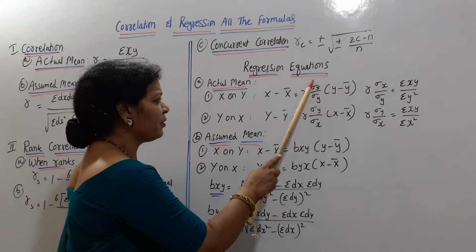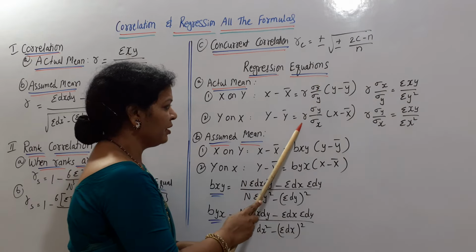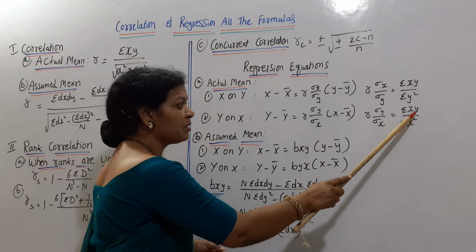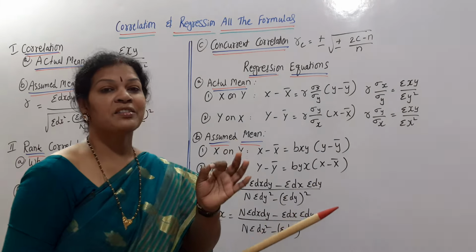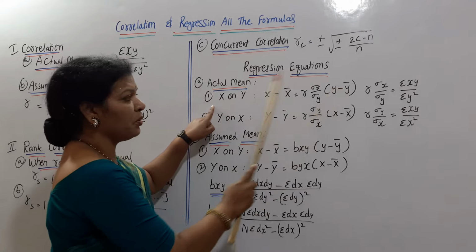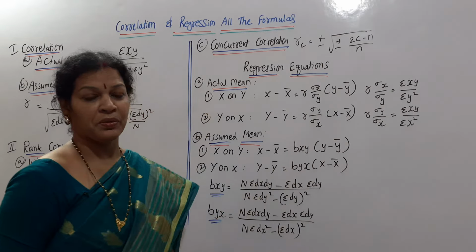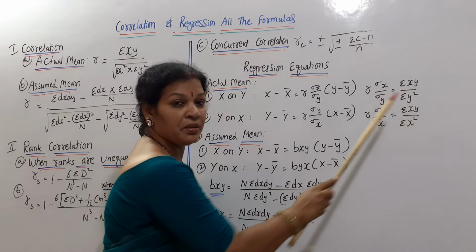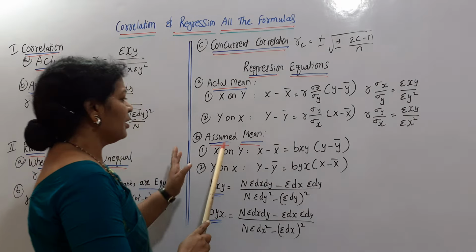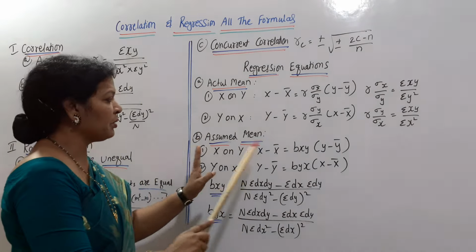As we have done for all these things, there is a formula. For this one also, r into rho y by rho x, there is a formula, that is sigma xy by sigma x square. For y on x, x square. For x on y, y square, sigma y square. Sigma xy is common on both sides. Able to remember? Now if it is clear, now coming to the assume mean.